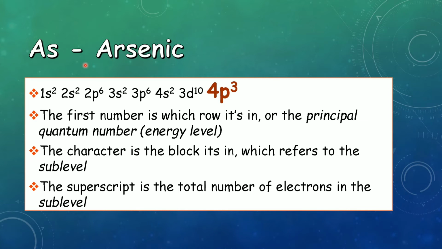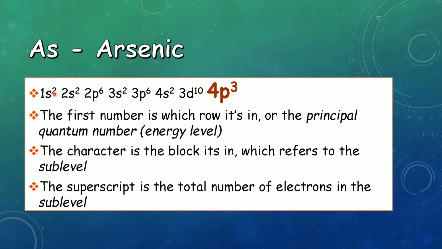Tandaan din po natin, in neutral atom, the number of proton is equal to the number of electrons. So, kung merong 33 number of protons, meron din siyang 33 number of electrons. Okay? So, kung bibilangin natin, yung mga superscript sa taas, ito total natin, dapat ang lalabas dyan ay 33 electrons. Kasi ang atomic number ni arsenic ay 33.